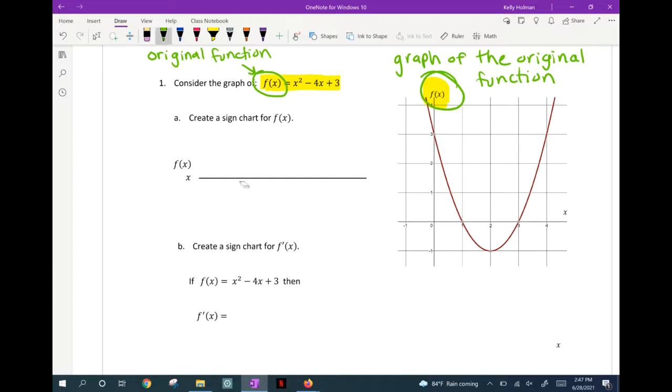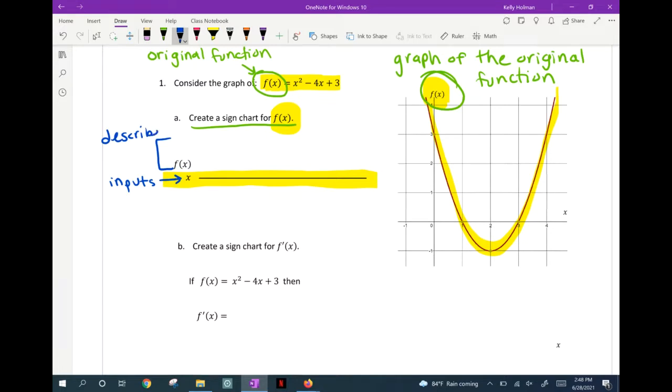So we're going to create a sign chart for f of x for this graph shown, the original function. Remember, when you draw a sign chart, all you do is draw a number line. That number line is representing inputs, special inputs. And above the number line, you're going to describe the outputs of that function with either positives or negatives. There's a huge delay on my app right now, but that's okay. So we're going to describe outputs of the original function.